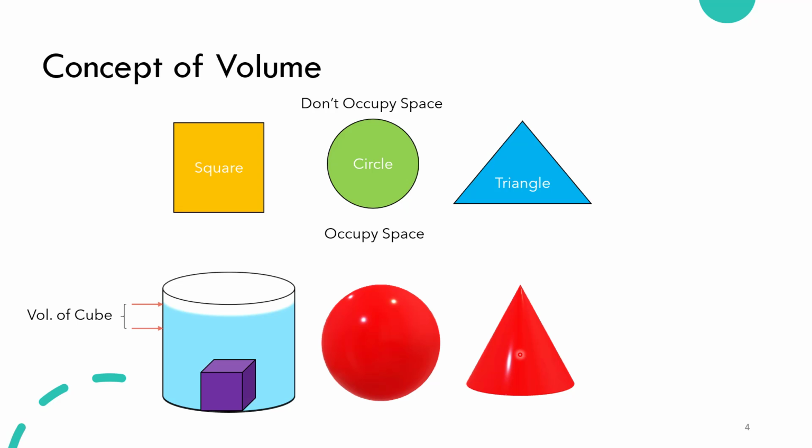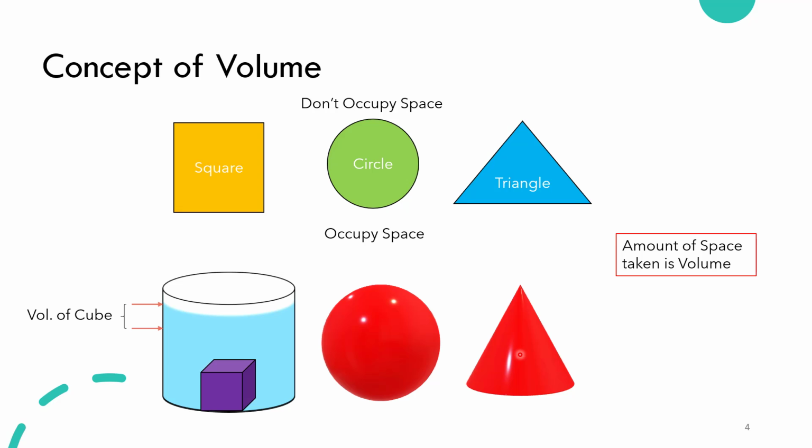Now this is where the concept of volume comes into the picture. The amount of space they occupy is called the volume. There is nothing else. This is very simple stuff. The amount of space consumed by a 3D object or a solid is called volume.